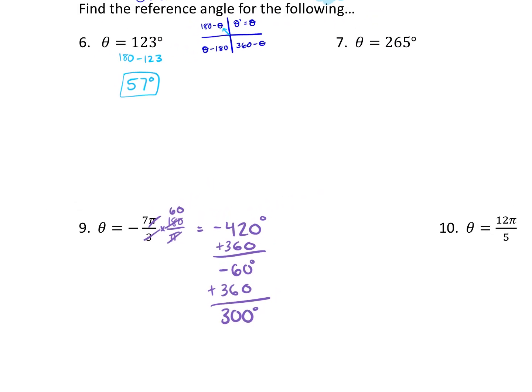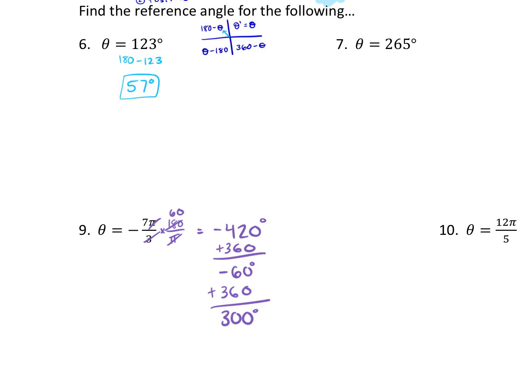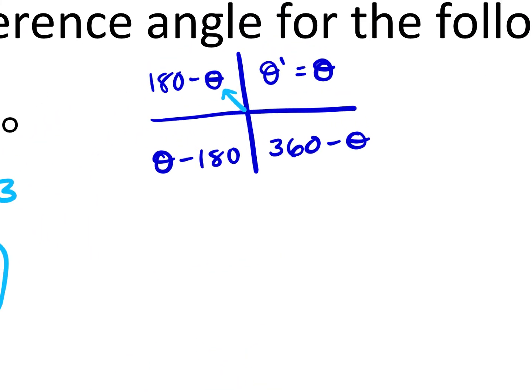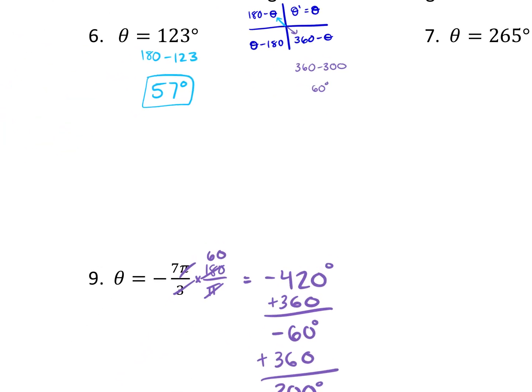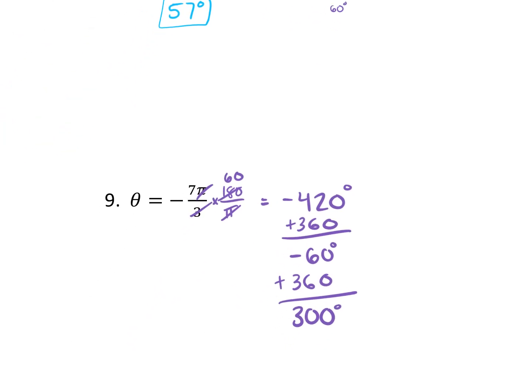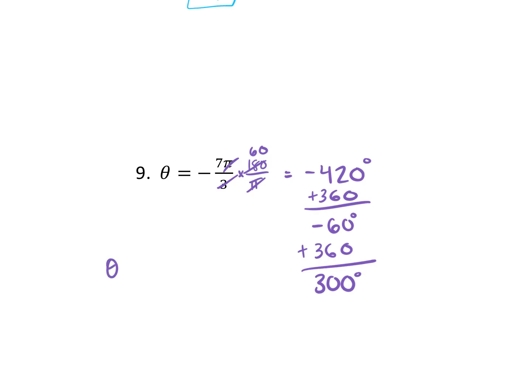So now let's find what quadrant 300 degrees falls in. What quadrant would 300 degrees be in? Quadrant 4. So I'm going to use 360 minus 300, and we get 60 degrees. But my question gave me radians, so my answer has to be in radians. So how would I change the reference angle of 60 degrees to radians? Multiply by pi over 180. So we would get pi over 3. So that would be our reference angle.